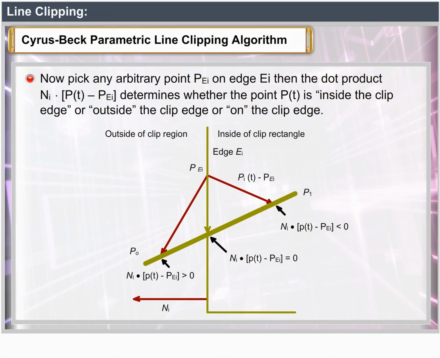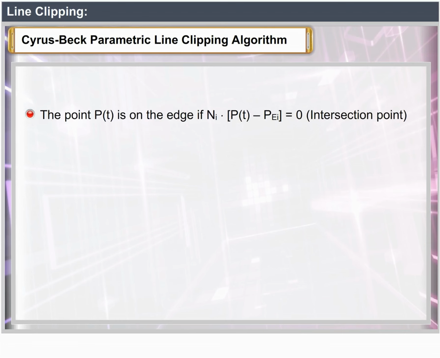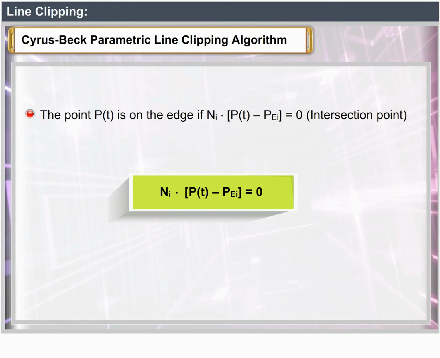Now pick any arbitrary point PEi on edge Ei. Then the dot product Ni · (P(t) − PEi) determines whether the point P(t) is inside the clip edge, outside the clip edge, or on the clip edge. The point P(t) is inside if Ni · (P(t) − PEi) is less than 0. It is outside if this is greater than 0. It is on the edge, an intersection point, if this is equal to 0.